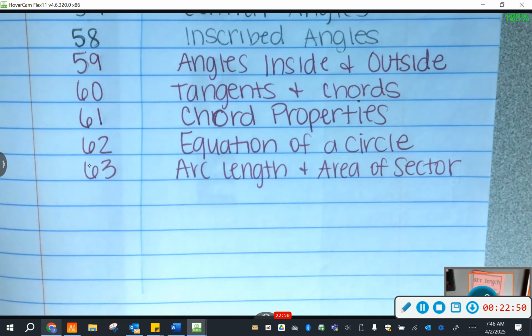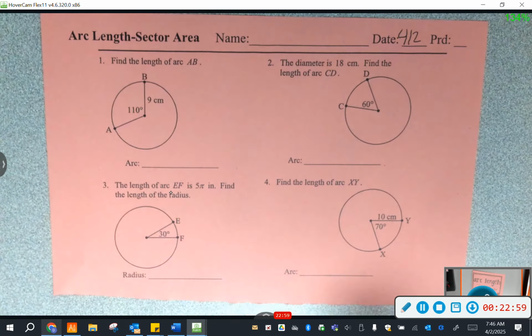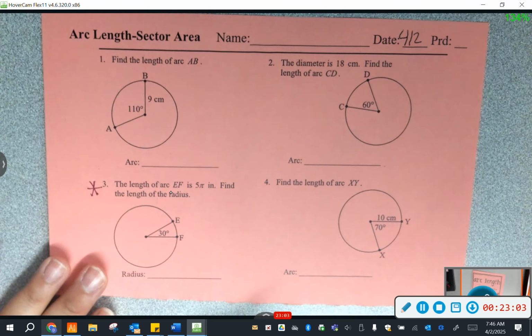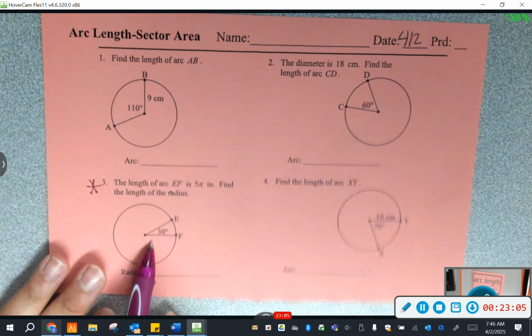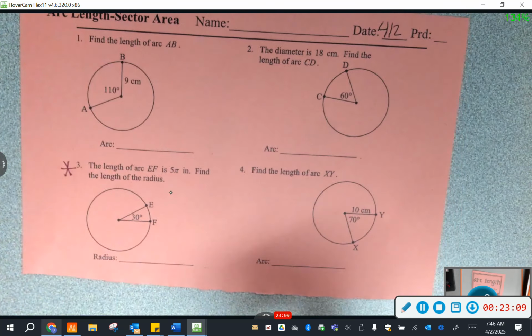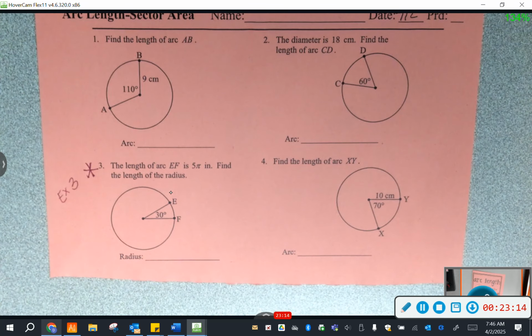All right, after you've glued this in, you have the rest of the class period, which is about 20 minutes, to do 1 through 10 on this worksheet. I want you to star number 3. Number 3 is like example 3 right here. Be careful, it's working backwards.